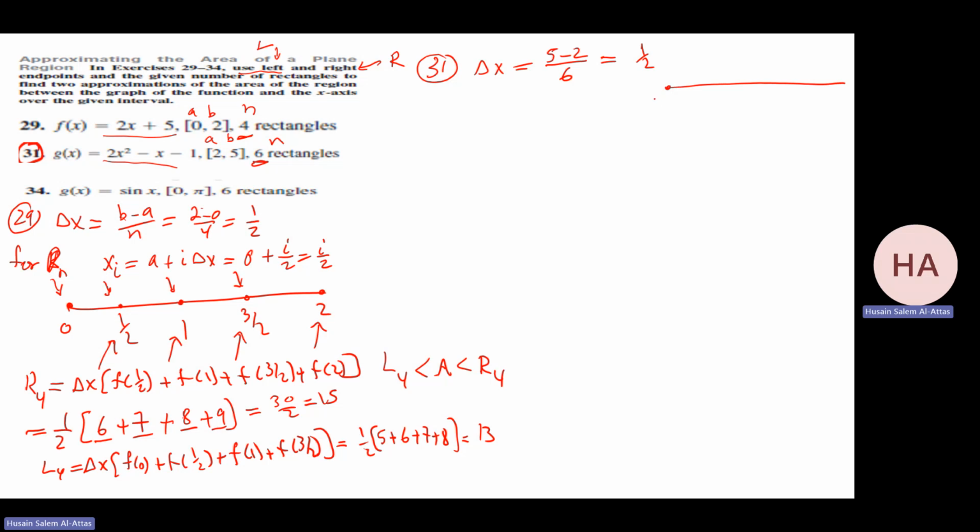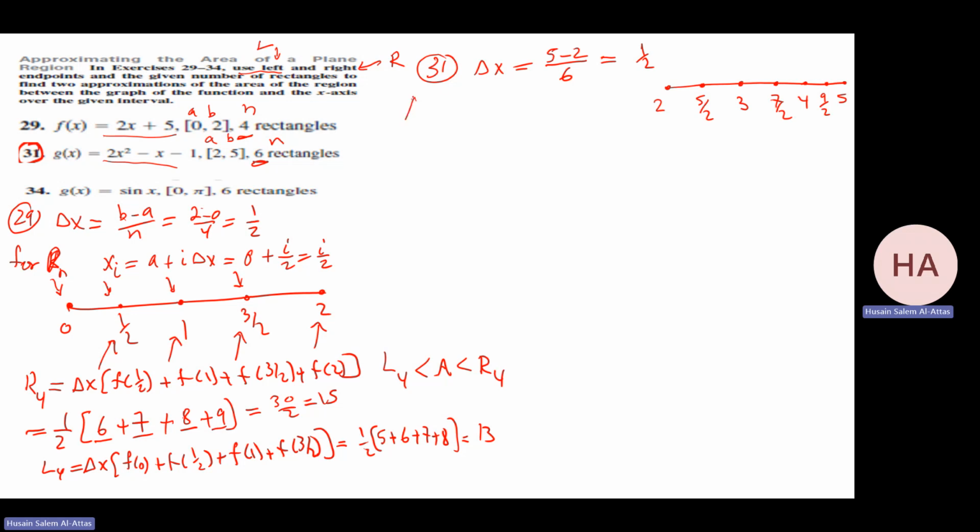I start with 2, add half, that will be 5 over 2. Add half, that will be 3. Then 7 over 2, that will be 4. Then 9 over 2, and that will be 5. Okay. For Rn, I'll choose the right endpoint. For Ln, I use the left endpoint.